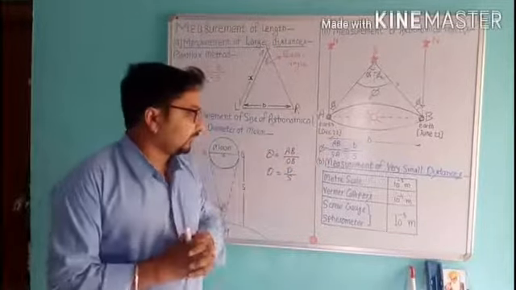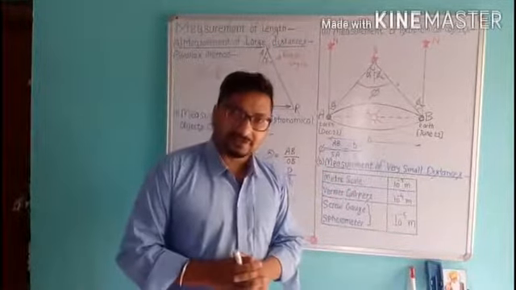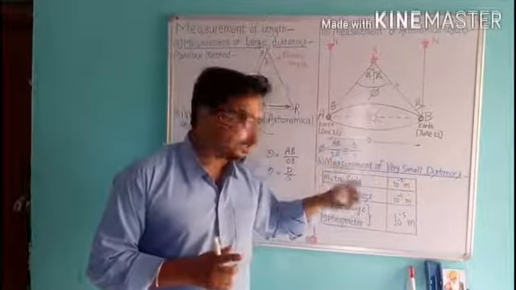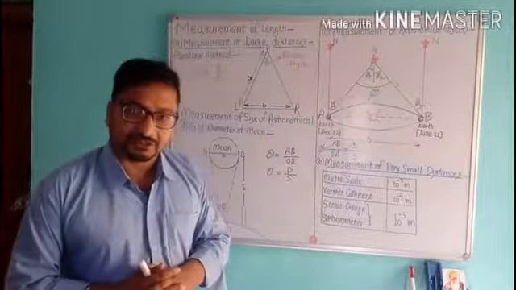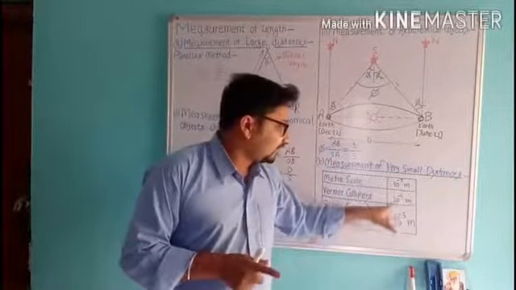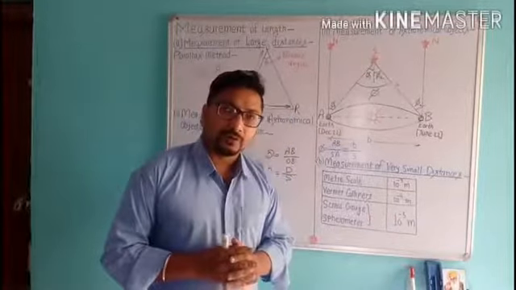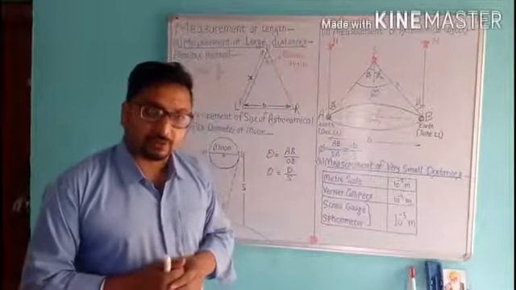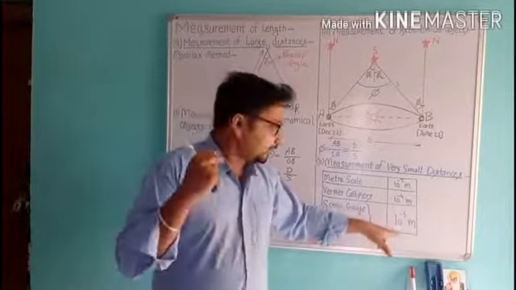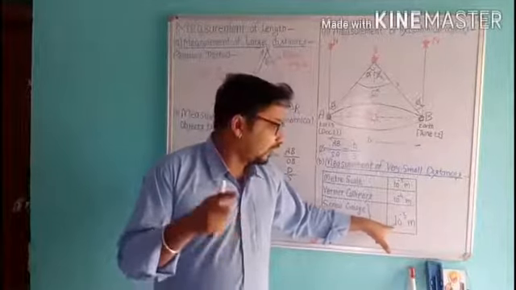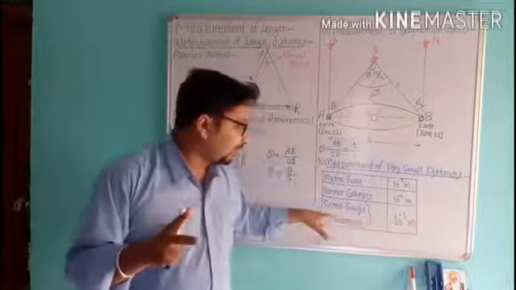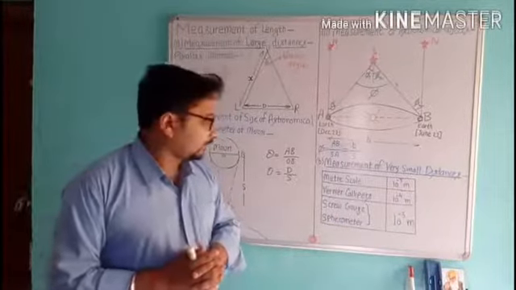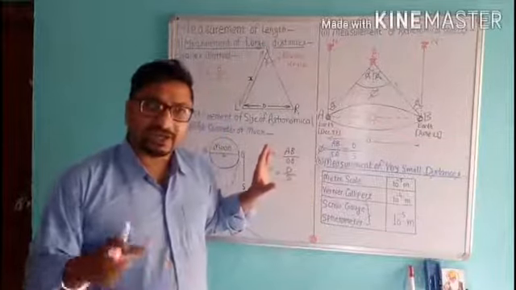Now, measurement of very small distances. For measuring distances up to 10 to the power minus 3 meter, we use a meter scale as an instrument. Distances up to 10 to the power minus 4 meter, we can use vernier calipers as an instrument. And for up to 10 to the power minus 5 meter, we can use a screw gauge or spherometer. We use all of these instruments in our physics practical lab.